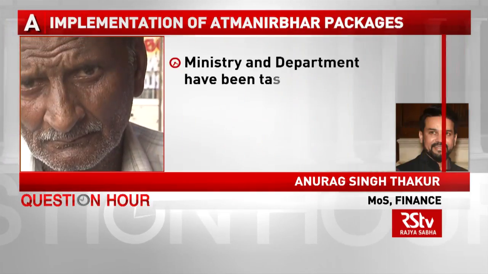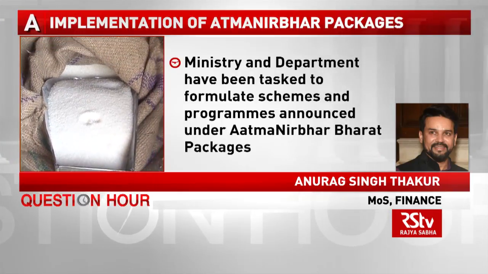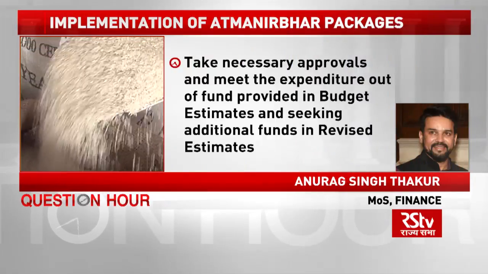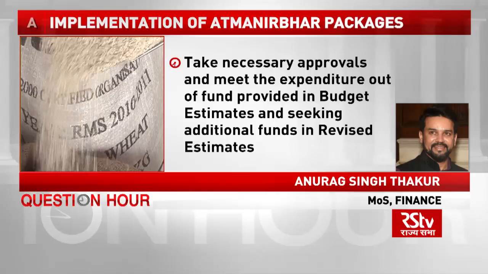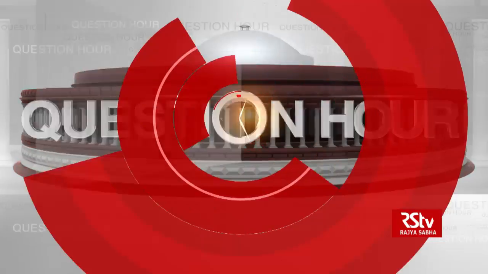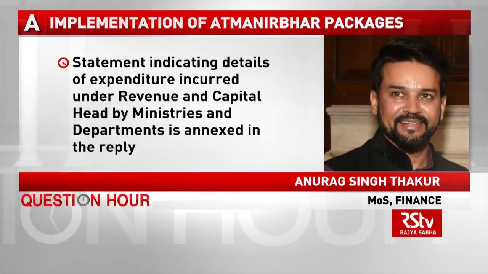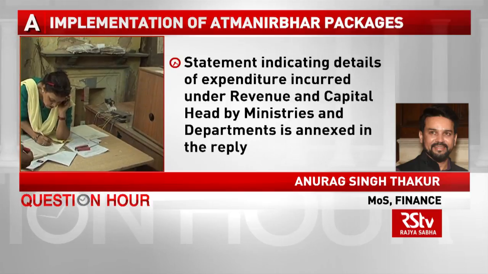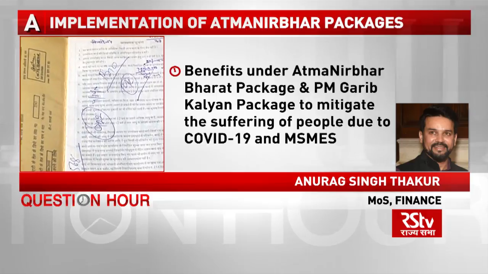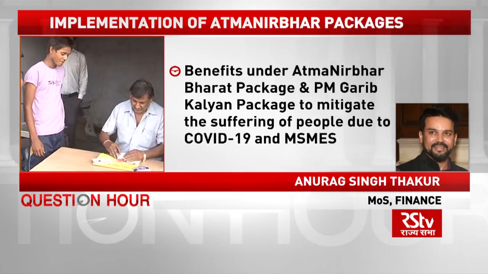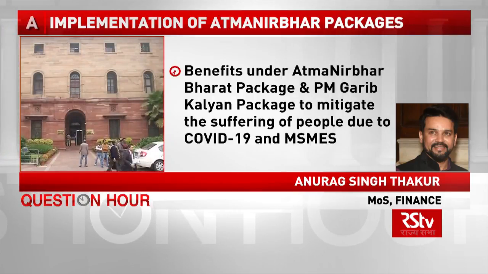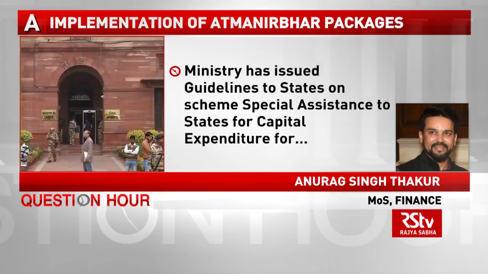The Ministry and Department have been tasked to formulate the schemes and programs announced under the Atmanirbhar Bharat package concerning them, take necessary approvals, and meet the expenditure out of funds provided in the budget estimate, seeking additional funds in revised estimates wherever necessary. A statement indicating details of expenditure incurred under the Revenue and Capital head by the Ministry has been annexed in the reply. Benefits have also been provided under the Atmanirbhar Bharat package and PM Garib Kalyan package to mitigate the suffering of people due to COVID-19, and to MSMEs through the Emergency Credit Line Guarantee Scheme. The statement has also been annexed in the reply.